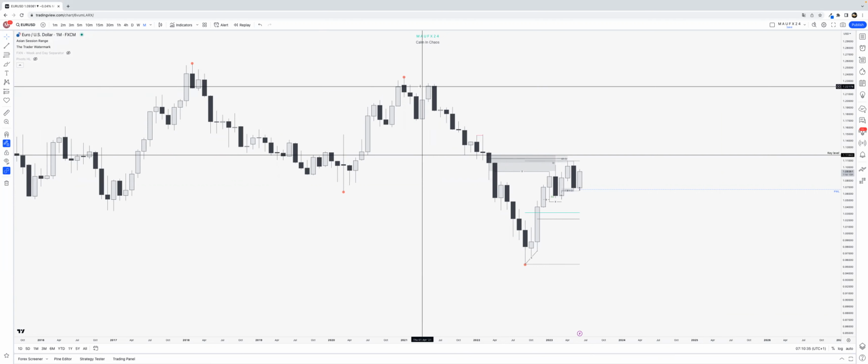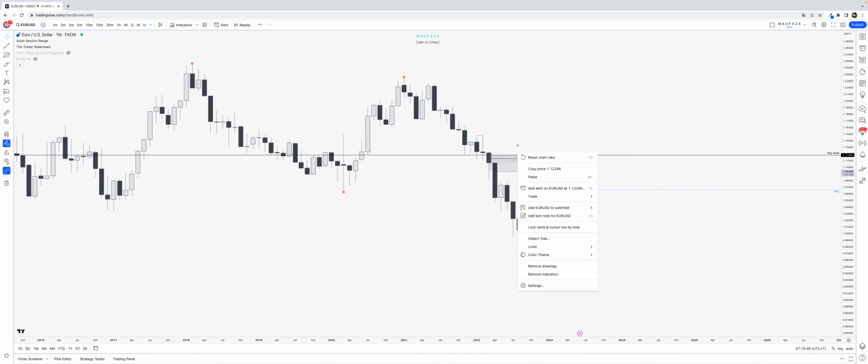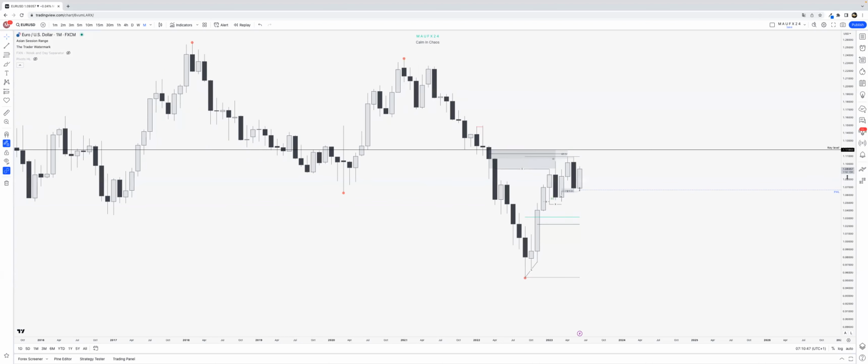As you can see, big screen again. I'm home again. Had a great week, but now it's time for action again. And we're starting on the monthly time frame.